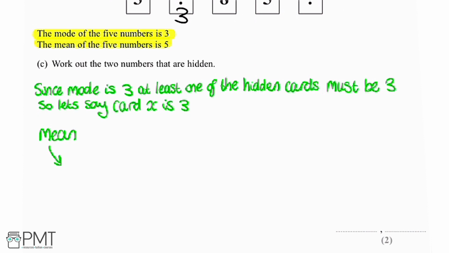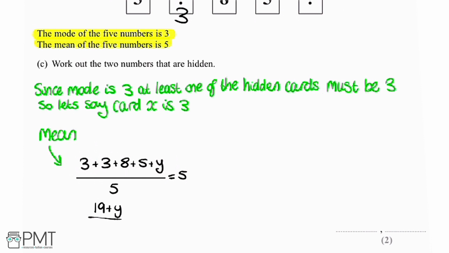So we're going to do that down here. We're going to have 3 plus 8 plus 5. Those are all the cards we've worked out so far. And we've still got the one that we don't know. I'm just going to call that Y. And we're going to divide that by how many there are. There are 5 in total. And we're told that that equals 5. What we've created is an equation. So we can solve this equation to work out the value of Y. I'm going to make this a little bit neater. If we add up these numbers, 3 plus 3 plus 8 plus 5 is 19. So we can say, okay, that's 19 plus Y divided by 5 equals 5.